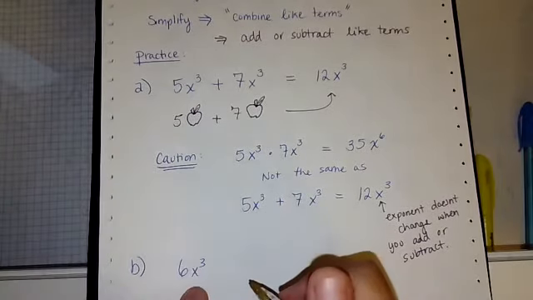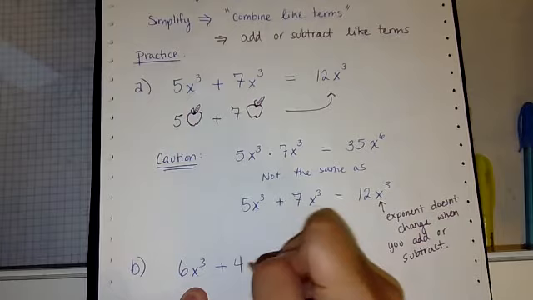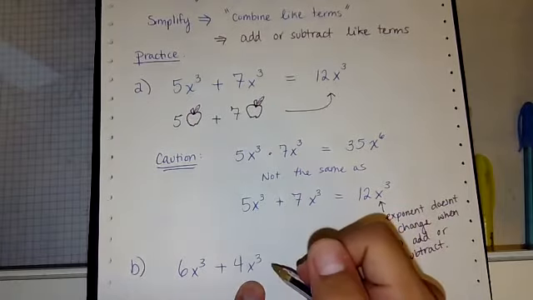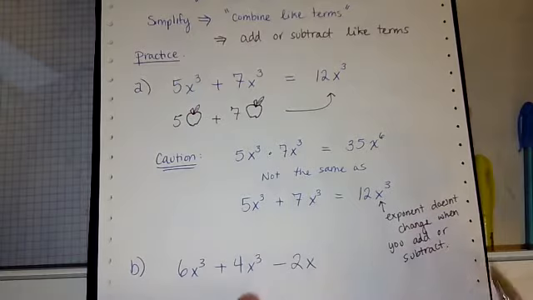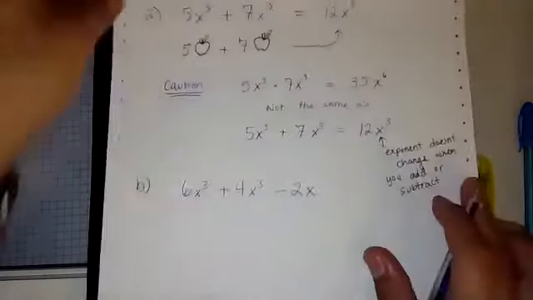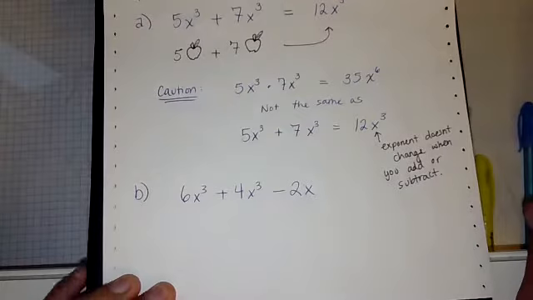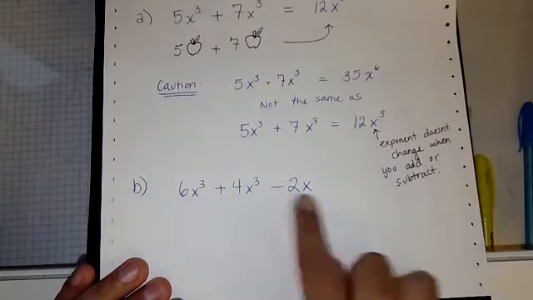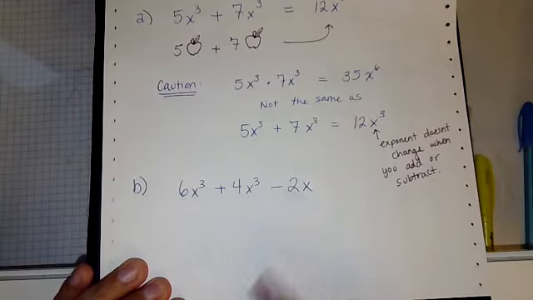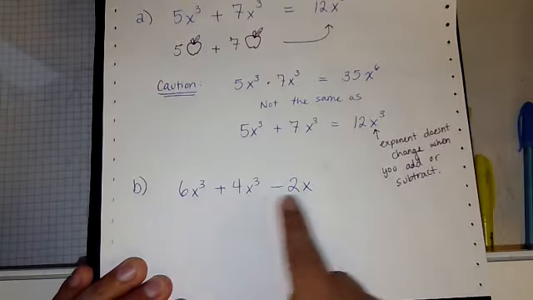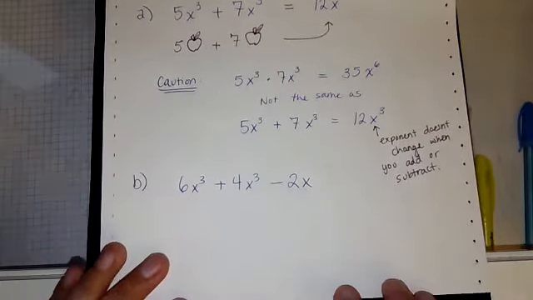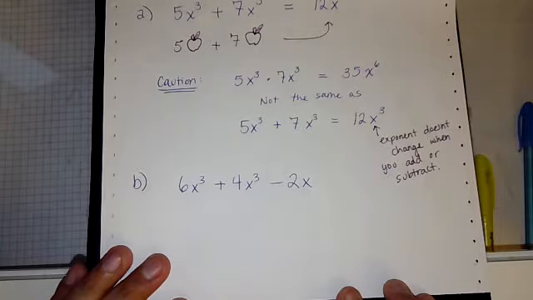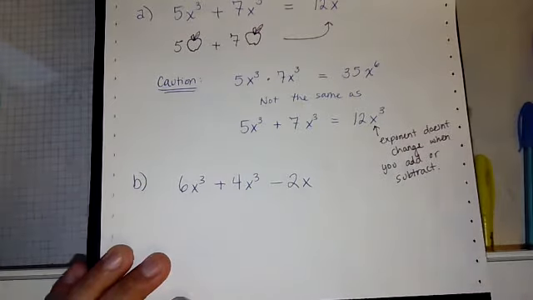6x to the third power plus 4x to the third power minus 2x. And again, we want to simplify this expression, but you want to take care to only combine like terms. So can anybody venture a guess as to what this would simplify down to? 10x to the third power minus 2x? Yeah, exactly.